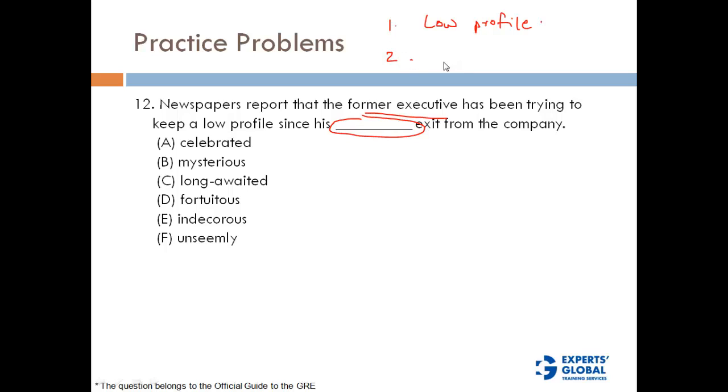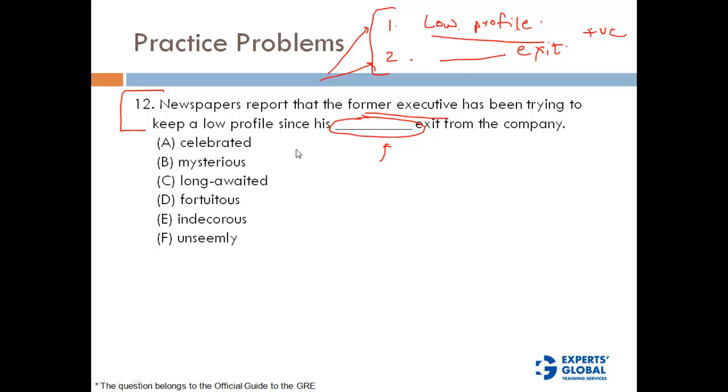The fact here is that the executive has had a dash exit from the company. So both these ideas are positively correlated. There is no negative pivot word here. Both are trying to say that this is a fact, and this is another fact. Both the facts reconcile with one another, right? So we want to have a word here that will justify the executive keeping a low profile.